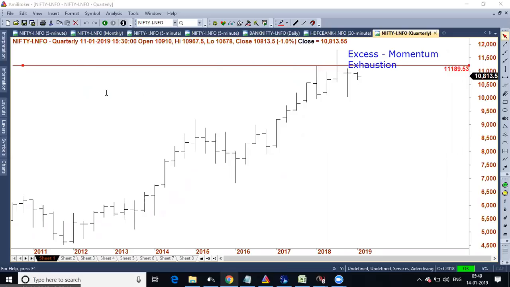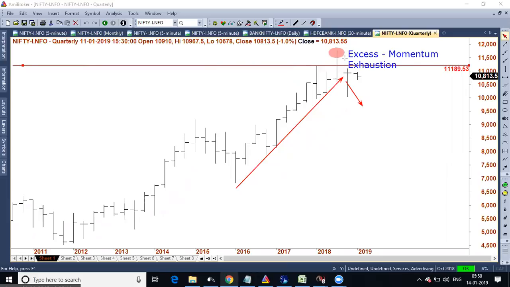The current uptrend prevailed from 2016 onwards, and it could possibly come to an end. Or maybe this could be the start of a fresh downtrend. We're not pretty sure about it, but the excess which happened over here is kind of a warning sign at this point of time. So that is the only setup we could gauge from the quarterly time frame.